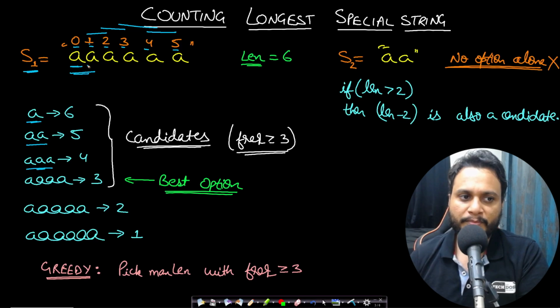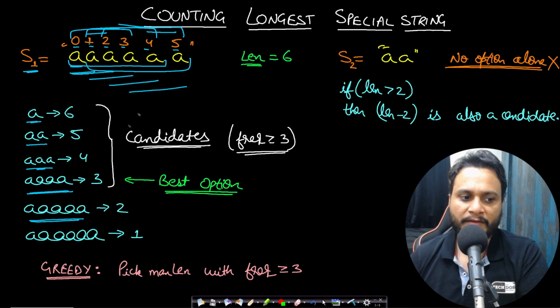Similarly, you will calculate AAA will be occurring 4 times from 0 to 2, 1 to 3, 2 to 4 and 3 to 5. And you calculate how many times 4 A's are occurring from 0 to 3, then from 1 to 4 and then from 2 to 5. And 5 A's will be occurring only 2 times, 0 to 4 and 1 to 5. And similarly, all the A's, that means 6 A's, will be occurring only one time.